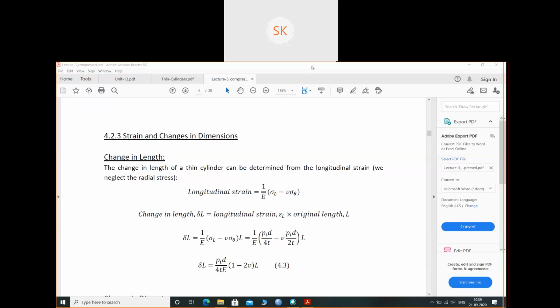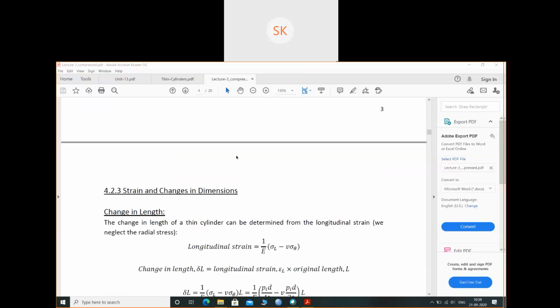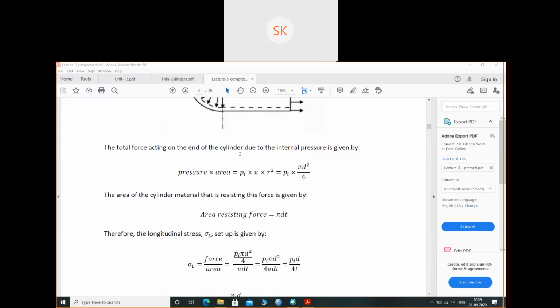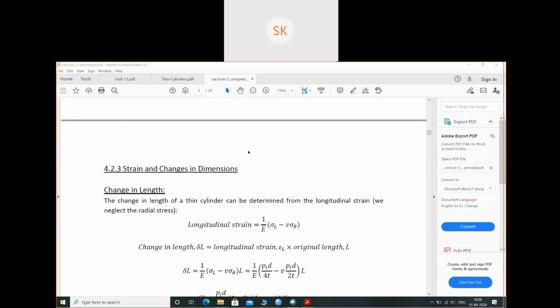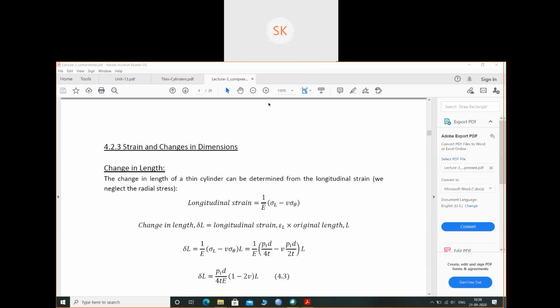Okay. So we discussed that others will join. We discussed longitudinal stress and hoop stress. Now, similar to stress, we will have strains also. Strains and change in dimension in this.